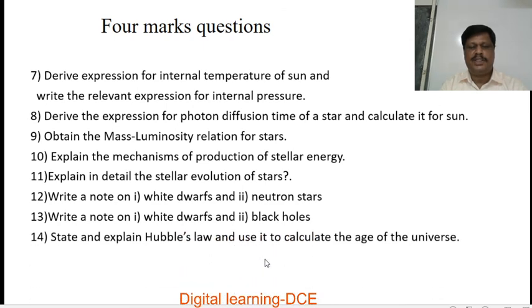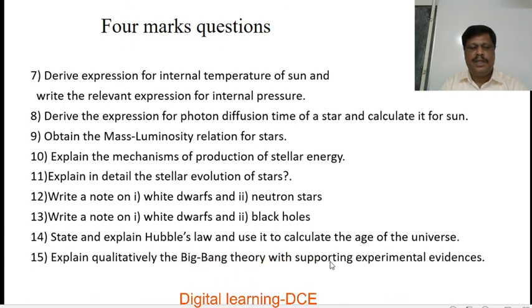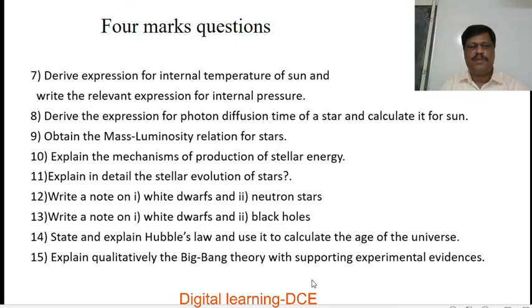State and explain Hubble's law and use it to calculate the age of the universe. Explain qualitatively the Big Bang theory with supporting experimental evidence. So these are the 4 marks questions which come under astrophysics and cosmology.